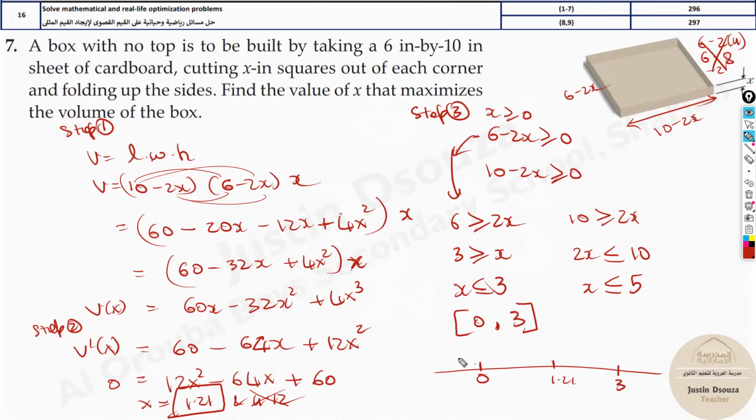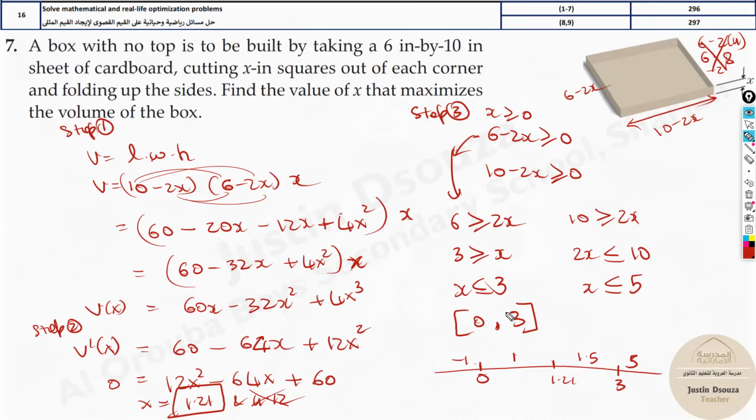Here I will take a test value of -1. Here I'll take 1. Here 1.5, and over here I'll take 4 or 5. Now substitute these in the derived equation. We have done this just a while ago. Same thing. Now you substitute over here and see how it is moving.